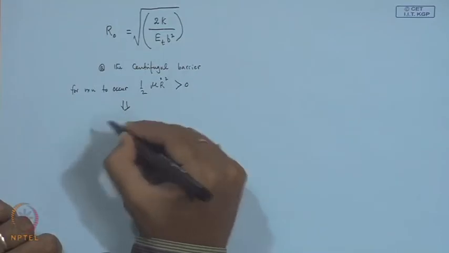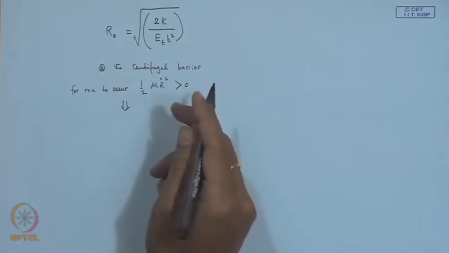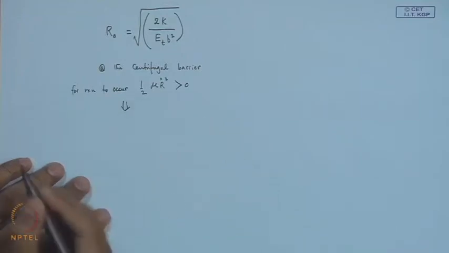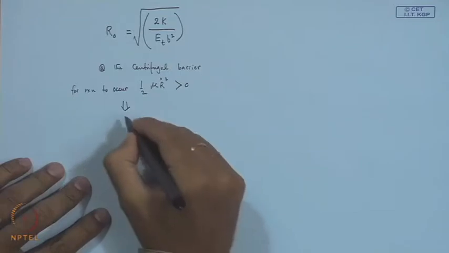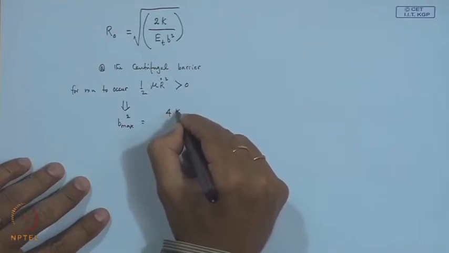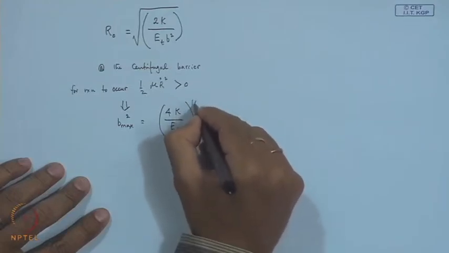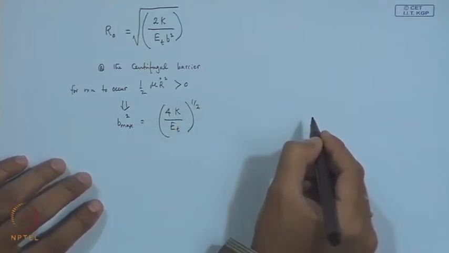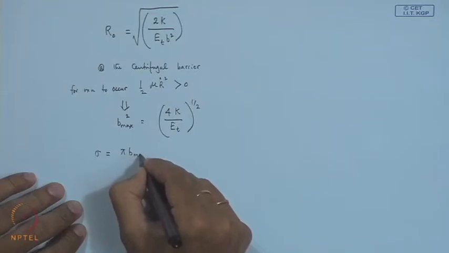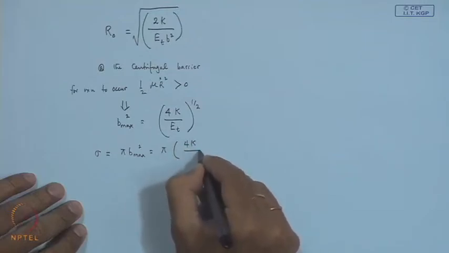Plugging in this information as we have done for the earlier case with a barrier, we get the expression for B max square, which becomes 4 k by Et whole to the power half, and so sigma is equal to pi B max square, which is equal to pi into 4 k divided by Et.